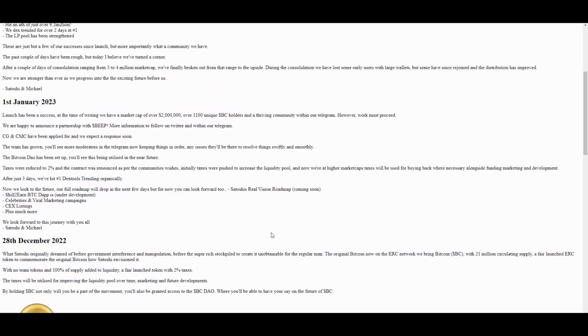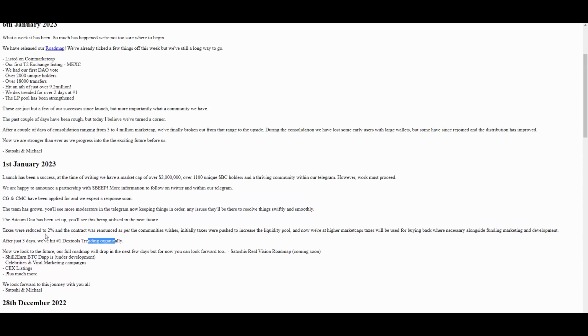1st January, they have the success, as you can see, market cap of over 2 million, over 1100 BC holders, thriving community within Telegram. However, work must proceed. Announcing partnership with Beep, CoinGecko CoinMarketCap applied, and all of that. Also Dex Tools trending number one organically, which is pretty hard to get.